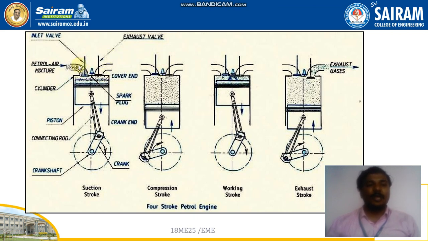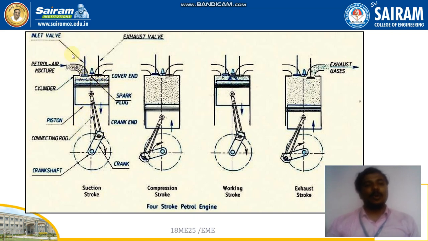Mainly you can see the inlet valve and the exhaust valve, with the spark plug between the inlet valve and the exhaust valve. You can see the piston, which is connected to the crank, and that crank is connected to the crankshaft. All these parts are covered by a cylinder. Inside that cylinder only, the combustion process takes place.